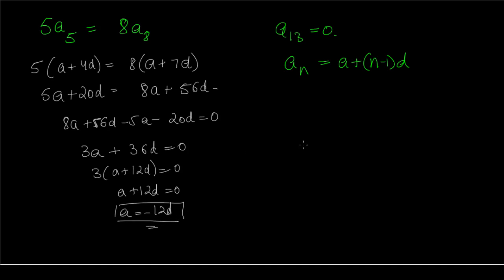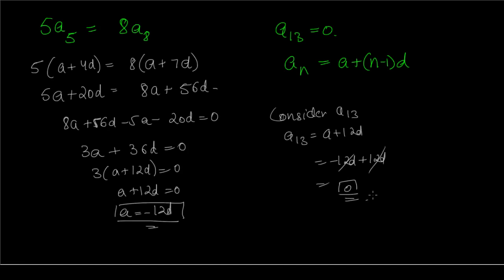Right. Now take the 13th term. So consider a13. So a13 will be a plus 12d. Now from this you can put the value minus 12d plus 12d. So these two get cancelled. Answer comes out to be 0. Hence we have proved that the 13th term will be 0.